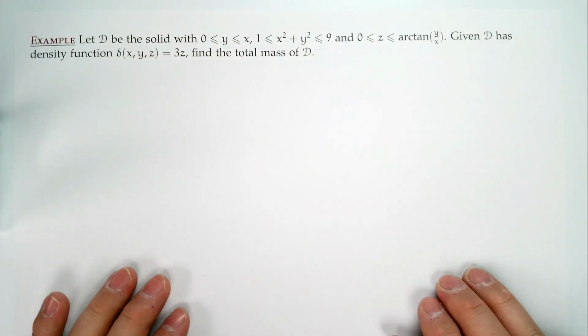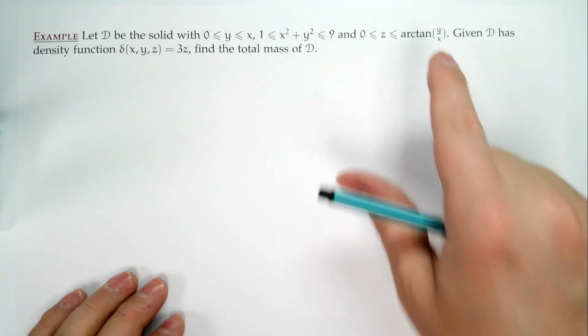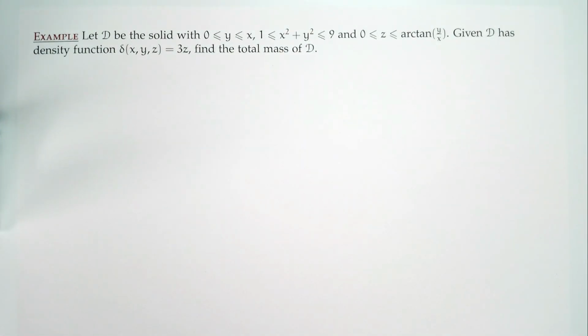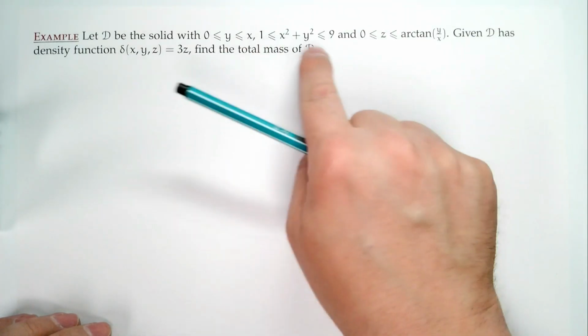Here we go. This one. I can already tell I like this one because my eye is drawn to the arctangent. Let D be the solid where 0 is less than or equal to y, is less than or equal to x, and 1 is less than or equal to x squared plus y squared is less than or equal to 9. So let's talk about just these first two facts here. What do those tell us?